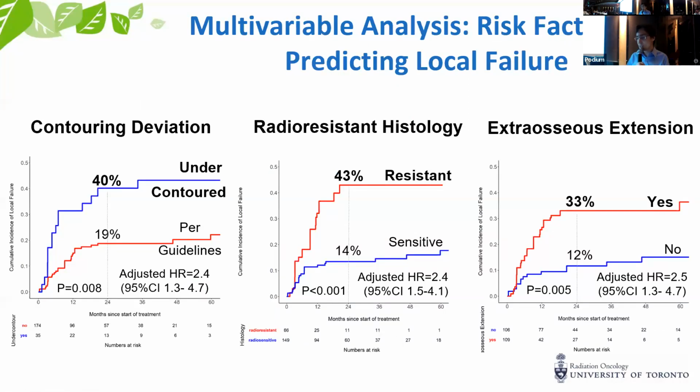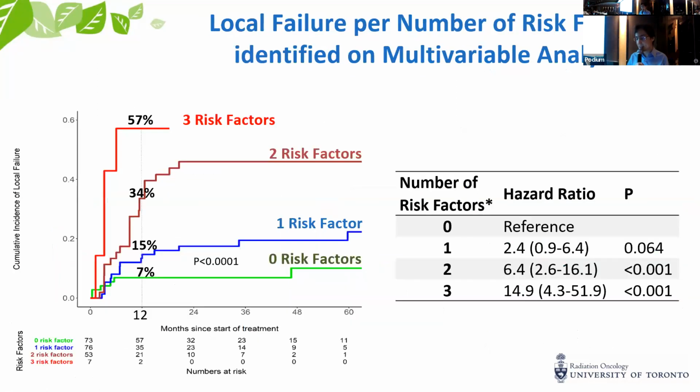This is the most important slide of my presentation. Essentially, on multivariable analysis, we've identified that under-contouring per consensus guidelines, radio-resistant histology, and extraosseous extension were all independent predictors of increased risk of local failure. On the left, we see that those segments under-contoured per guidelines had a 40% risk of local failure versus 19% for those contoured per guidelines.